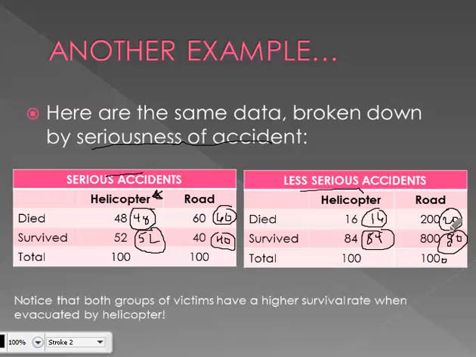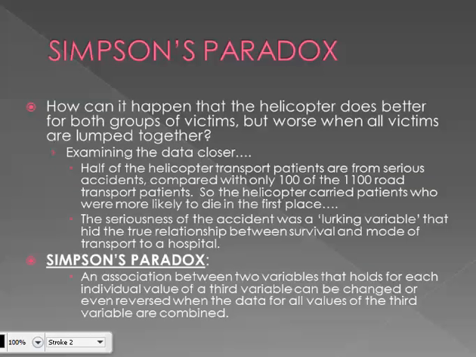You know what? I'm seeing that this one has a higher survival rate via the helicopter. But this one, it's slightly higher, but it's not as big a difference. I'm still saying if it's a serious accident, give me that helicopter every time, right? This is called Simpson's paradox.